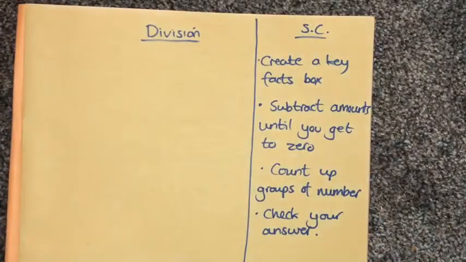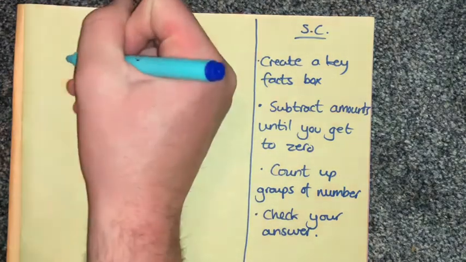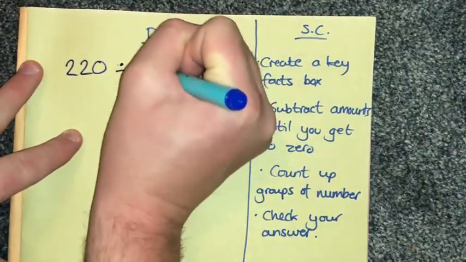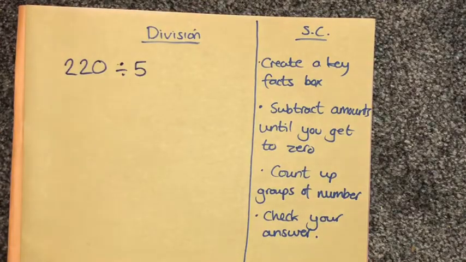Okay, let's look at division. So let's say I'm doing something like 220 divided by 5. Now, some of us might be able to do something like that in our heads.